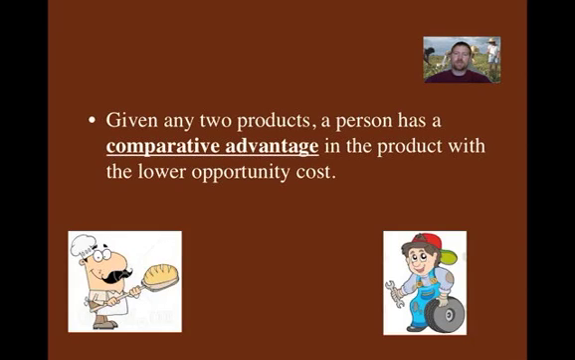A simple definition here for comparative advantage says given any two products, a person has a comparative advantage in the product with the lowest opportunity cost. So who gives up the least amount when, in this instance, baking food or fixing a car? If you're looking to trade with someone, who gives up the least amount when they do that?